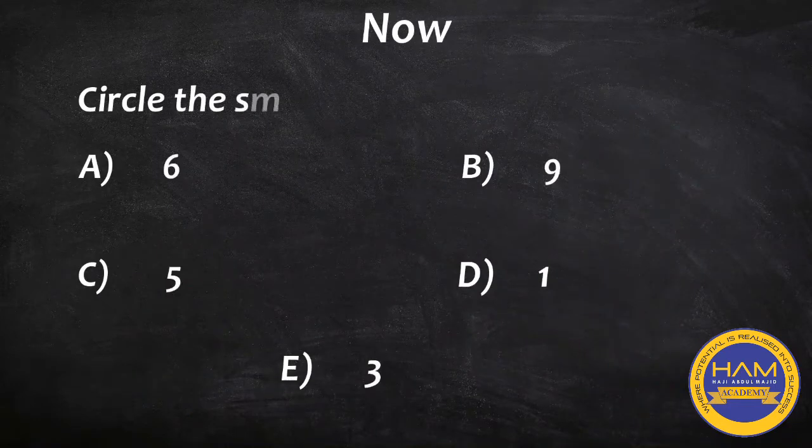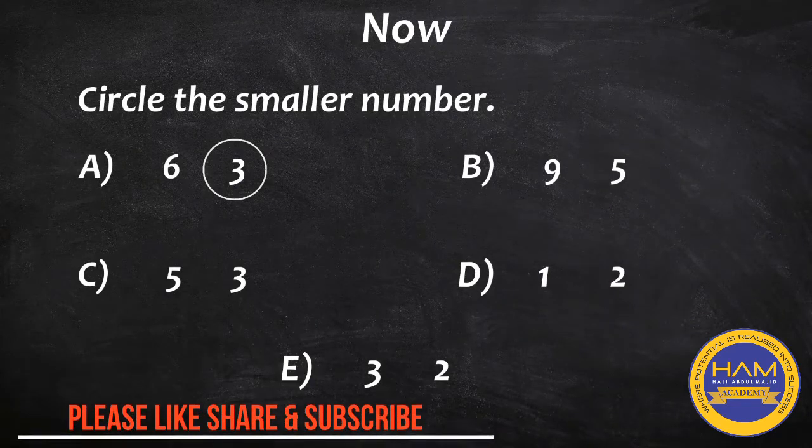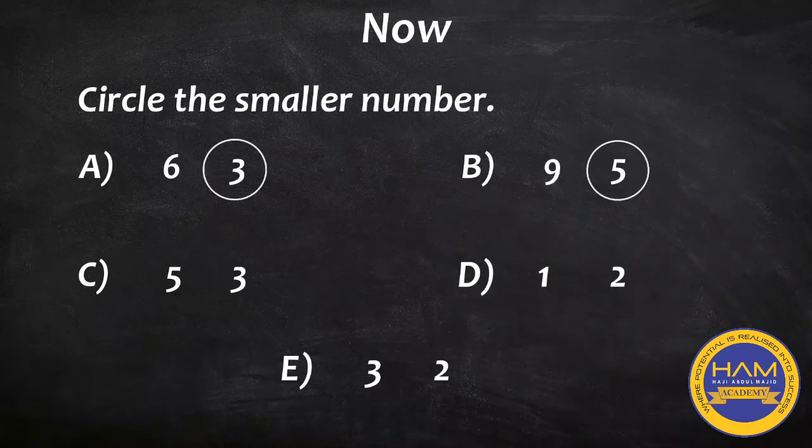Now let us move on to another question, that is circle the smaller number. First, 6, 3. Among 6 and 3, which is the smaller number? 3. So 3 is the smaller number. Second, 9, 5. Which is the smaller number? 5. 5 is the smaller number, so we'll circle 5.